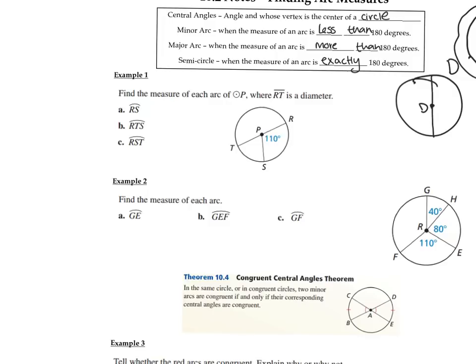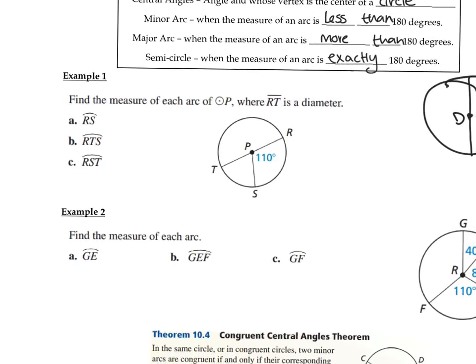So let's look at finding arc measures. Basically, the arc measure is always going to be the same as whatever the corresponding central angle is. So if we look at arc RS, arc measure RS is just going to be 110 degrees.